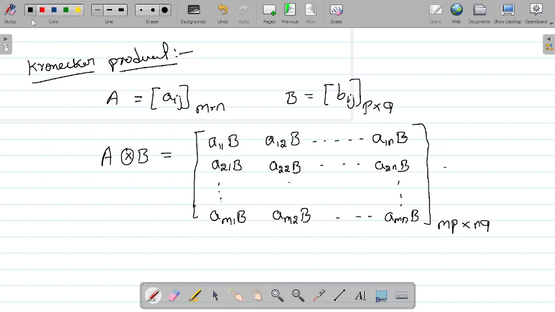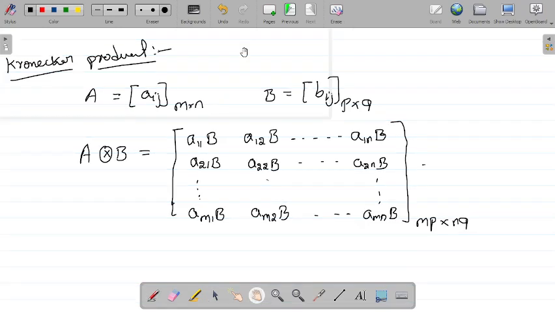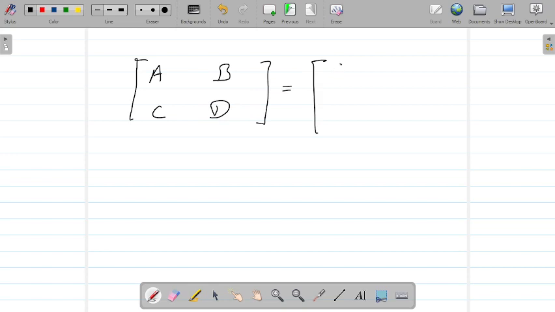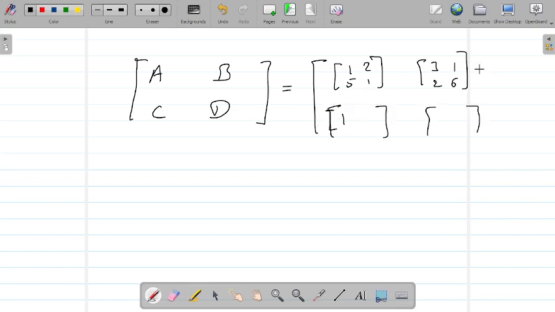For example, I'll write one such example here. So A, B, C, D. So this is a matrix of matrices. If you look at the first entry, that is 1, 2, 5, 1. This is 3, 1, 2, 6. And here 1. Similarly, you write a few more matrices here. That's it.